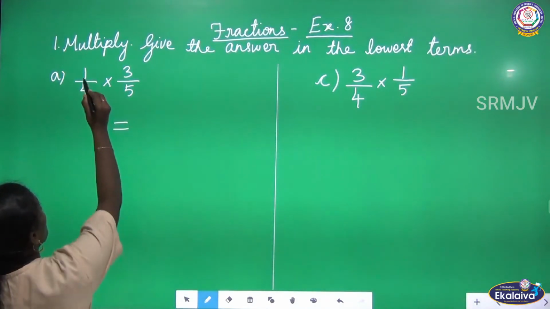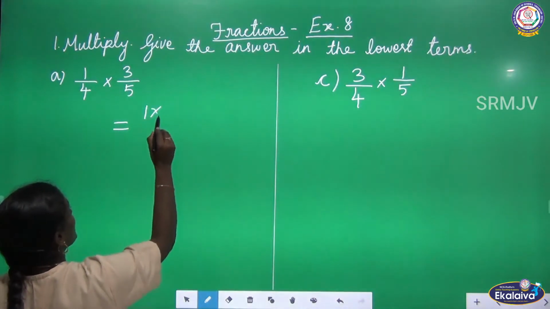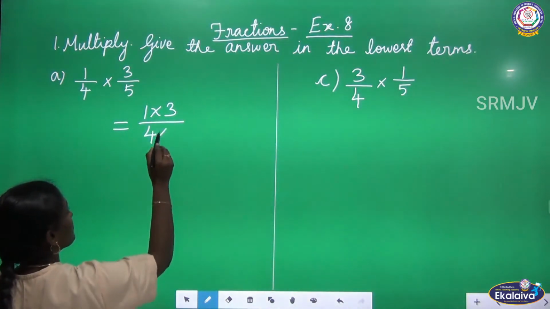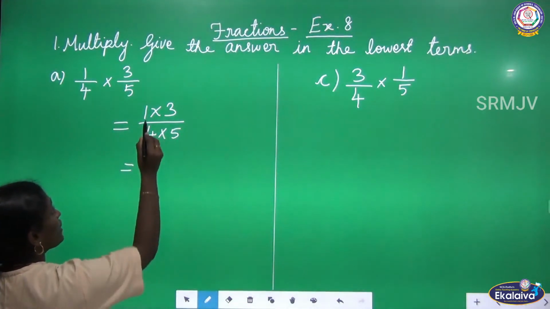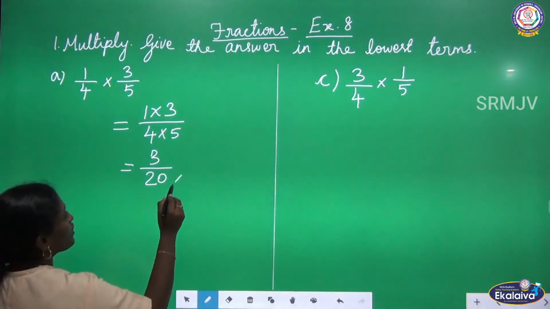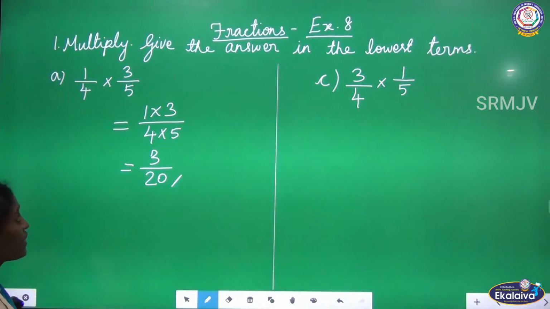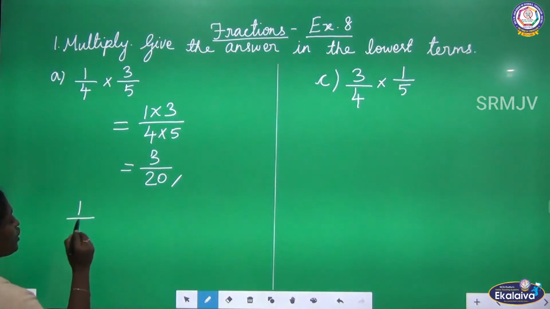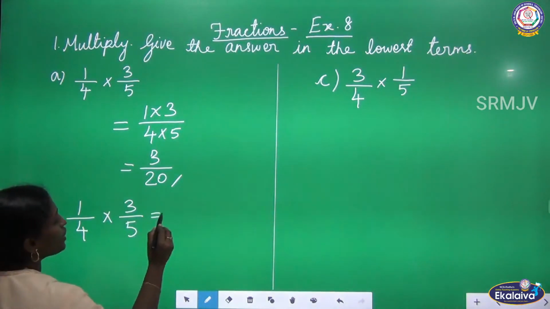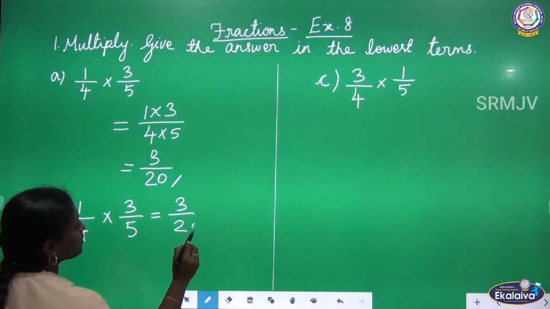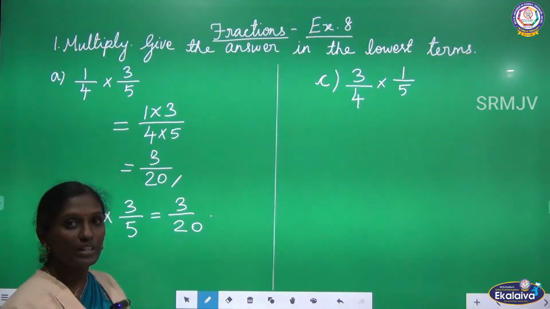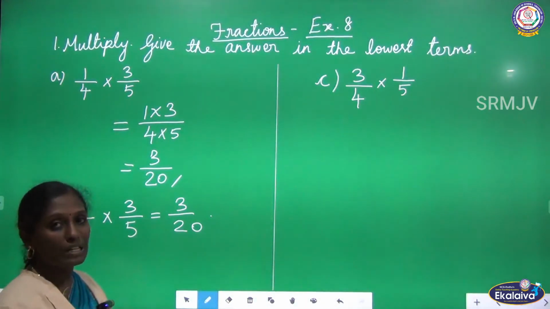Here these numbers are co-prime numbers, so we can't reduce. So we have to multiply the numerator numbers, 1 into 3, divided by 4 into 5. Okay. 1 into 3, that is 3, by 4 5s are 20. 3 by 20 is a proper fraction. So 3 by 20 is the answer. So 1 by 4 into 3 by 5 is equal to 3 by 20. Okay, if there are no possibilities to reduce the numerator and denominator, we have to multiply the numbers.